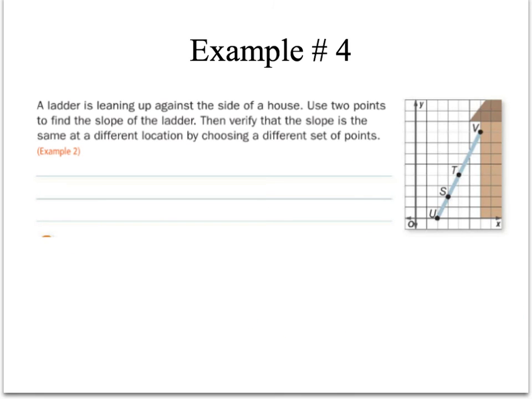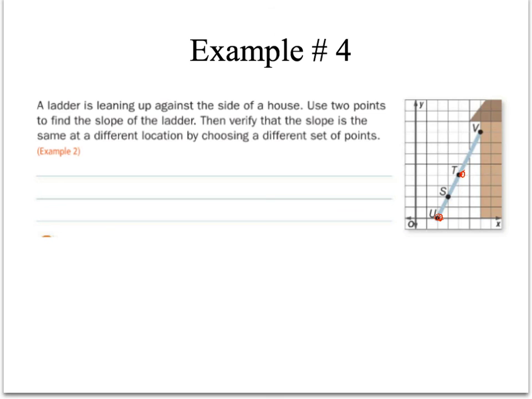And the last example that we're going to do for tonight, example number 4, says a ladder is leaning up against the side of a house. Use 2 points to find the slope of the ladder. So you can use any 2 points here. I'm going to use U and T. And then verify that the slope is the same at a different location by choosing a different set of points.